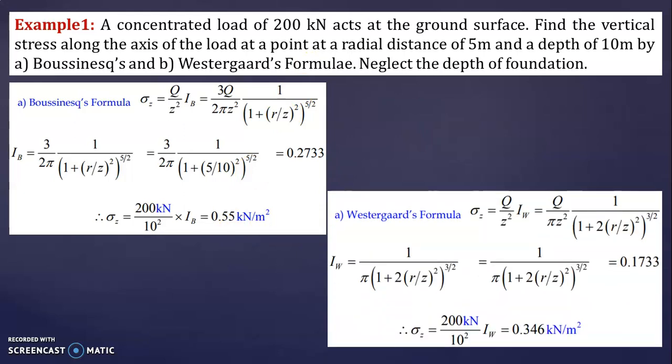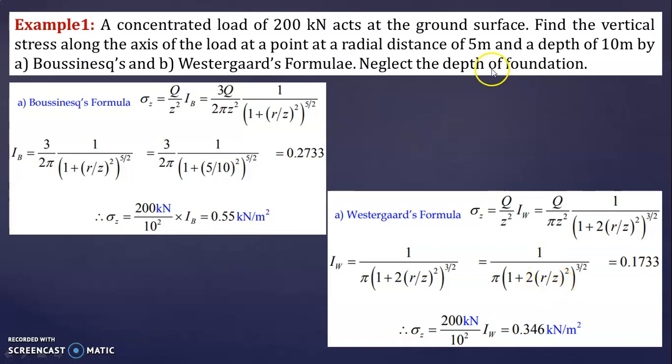Let us solve the same problem using Westergaard's theory. So Westergaard's formula says sigma Z, or vertical stress, is equal to Q divided by Z square into IW or KW. Here you can use the table if you have the R by Z ratio value. If the table is not there, then you have to calculate IW or KW using this equation. What is that? 1 divided by pi into 1 divided by (1 plus 2 into (R divided by Z) square) to the power 3 by 2.